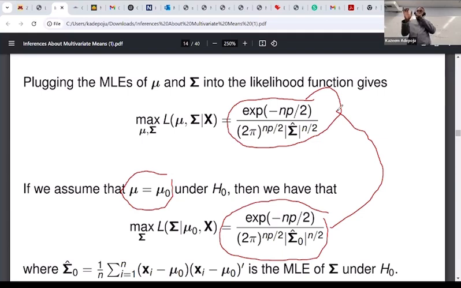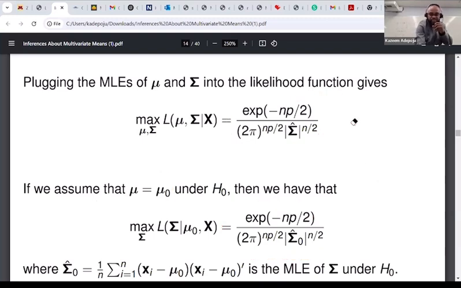Because you know why? There will be a mean vector for H0 and a mean vector for the alternative. There will be a covariance matrix for H0 and a covariance matrix for H1. Does that make sense? Now, what am I talking about? Please pay attention.